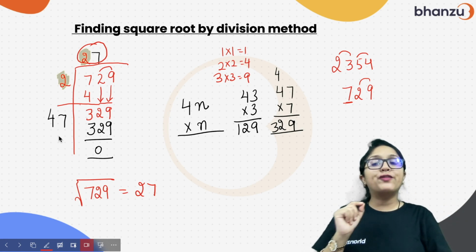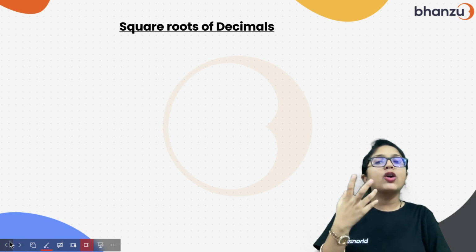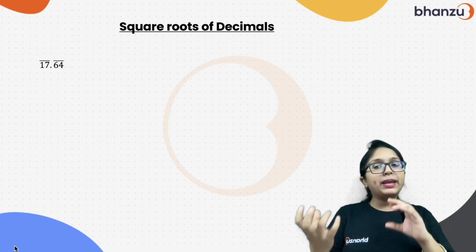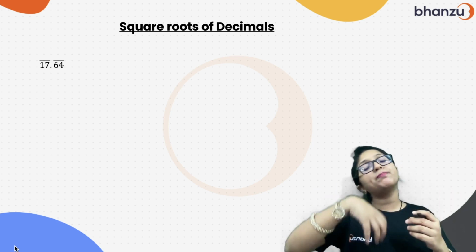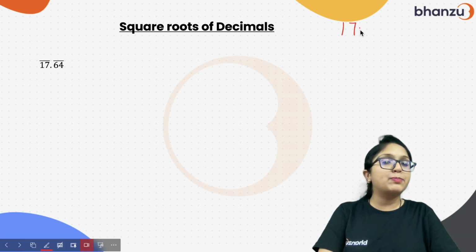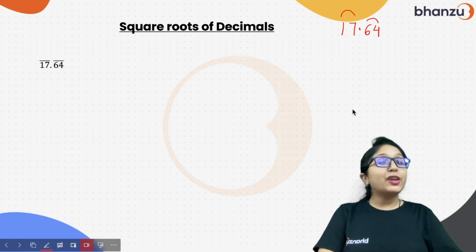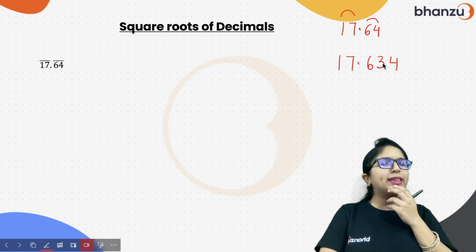Okay, so now we will be going towards the next number, and now we will be learning how we can find the square root of decimals. When it comes to decimals, we make a separate pairing after the decimal and a separate pairing before the decimal. Now here we can see that the number is 17.64. Okay, this is one pair, this is one pair. There could have been a case like 17.634. Now what to do in this case?